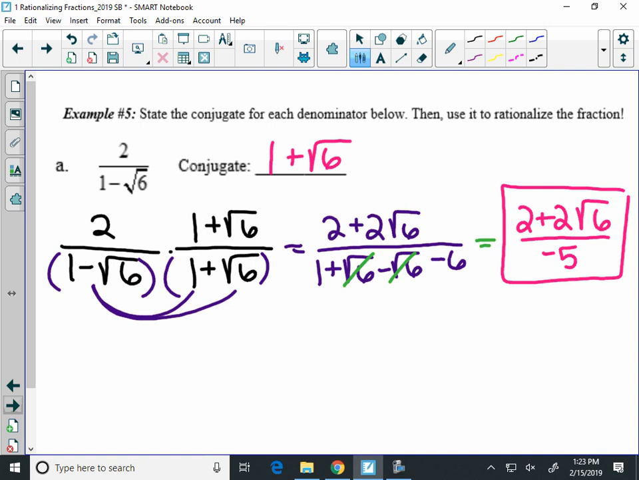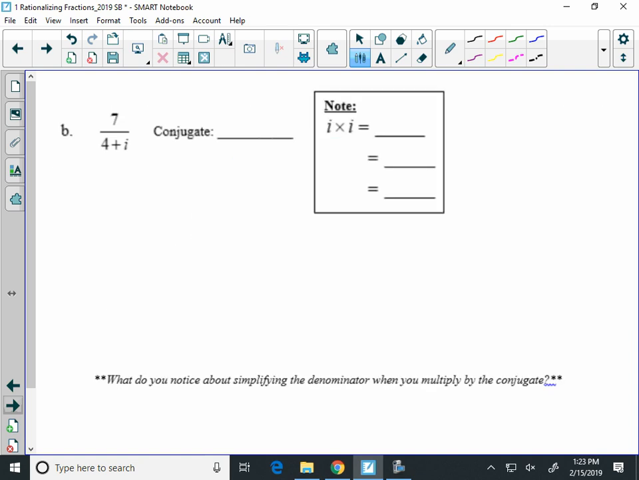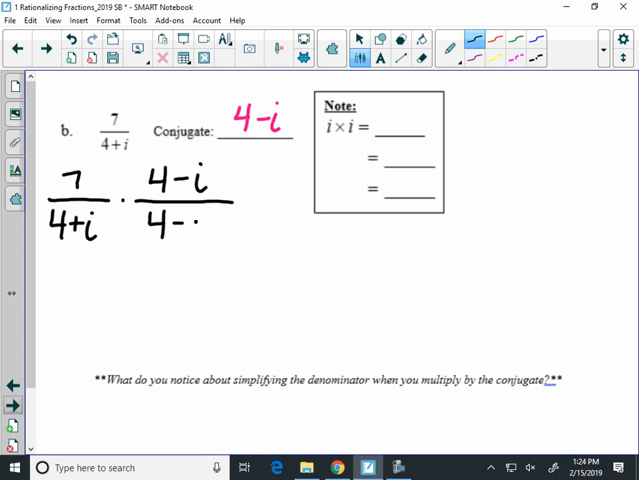All right, last one. Let's bring I back into it. We'll answer Andrew's question. 7 over 4 plus I. What's the conjugate of 4 plus I? All right, so 4 minus I. So same process here. I start by multiplying my original fraction by its conjugate over the conjugate. Now, when you multiply these together, you'll have 7 times 4, 28. 7 times negative I is minus 7i.